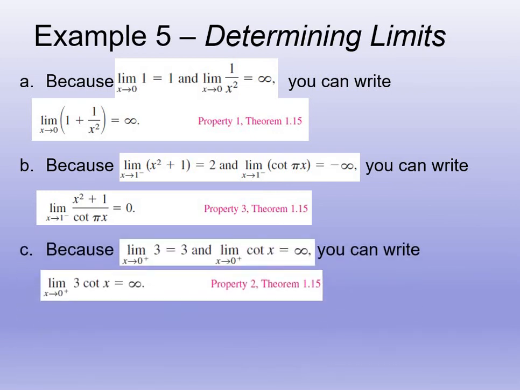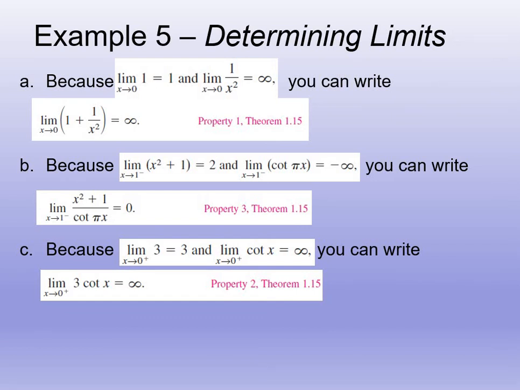Okay, and let's look at another example here. We have the limit as x approaches 0 from the right of 3 cotangent of x. All right, so we can separate this into its product, right? So we know the limit of 3 as x approaches 0 from the right is 3, right? It's a constant one. And then we have to take a look at the limit as x approaches 0 from the right of cotangent of x.